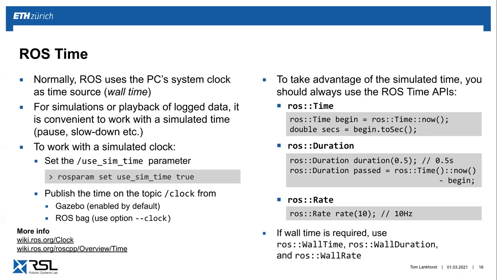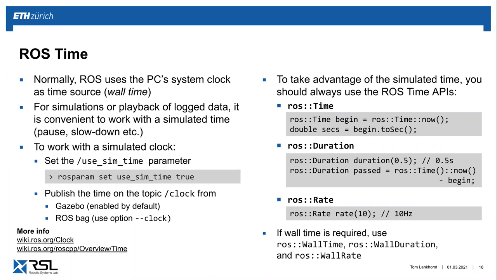To take advantage of simulated time, you should use the ROS time APIs. So you should not use, for example, the C++ chrono APIs or the system calls that provide you with time. Instead, you should use the ROS time APIs because ROS can then control what the value will be that it returns to your program. In this example, we initialize a variable with the name begin of the type ROS time by calling the ROS time now static function. We can get the number of seconds by calling the toSec on this variable. The time is a time point.